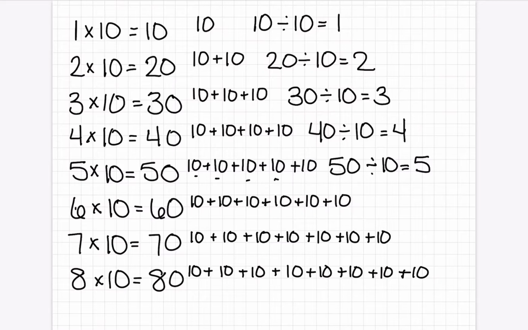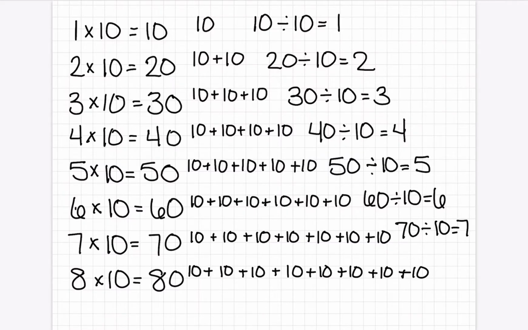Oops, I meant to use the pointer. 5 groups of 10. That's better. 60 divided by 10 equals 6. 6 groups of 10. 1, 2, 3, 4, 5, 6. 70 divided by 10 equals 7. We have 7 groups of 10. 1, 2, 3, 4, 5, 6, 7.